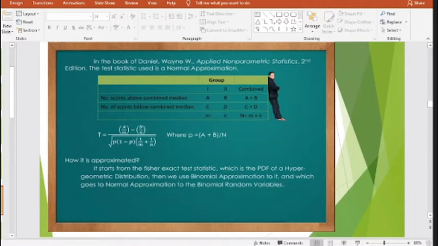It starts from the Fisher exact test statistic, which is the PDF of a hypergeometric distribution. Then we use a binomial approximation to it, which goes to a normal approximation to the binomial random variables. So where N, which is M plus N, is equal to 20 or less, you have to use the Fisher exact test. The decision rule for the chi-square test statistic: we reject the null hypothesis if X squared is greater than or equal to chi-squared alpha with degrees of freedom v equal to n.